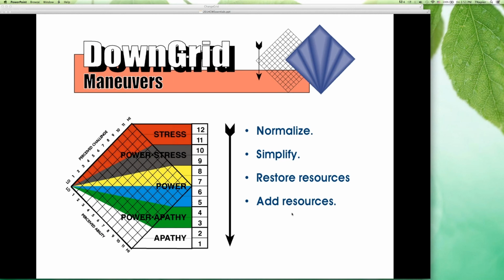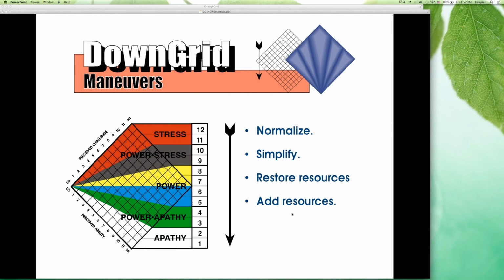Now, again, whenever we are applying these techniques, there are 2 things we have to know before we get started. We have to know, where is the person on the change grid right now? And we then need to know, where do we want them to be? In a situation where we want them to be somewhere lower on the change grid than they're starting from, we do downgrid maneuvers. But how many do we do, and how involved do we get with a given maneuver? That's dictated by how far we're trying to move them.